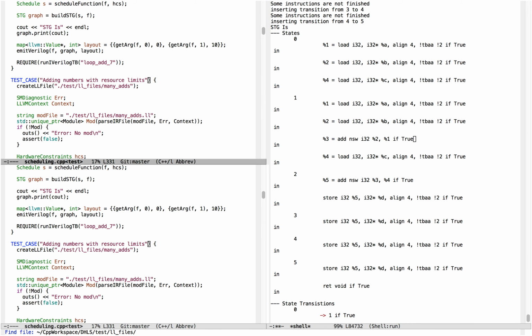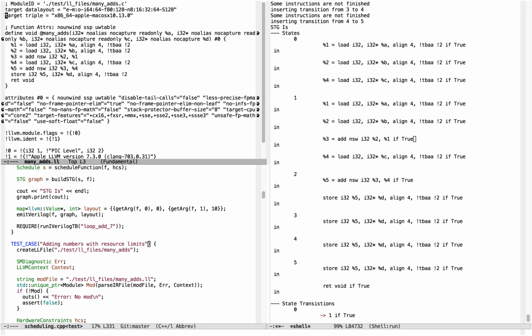of the program, so manyadds.ll. So here's the translation of the C program into LLVM. And basically, we load two of the values A and B, and then we add A and B, and then we load C, and we add C to the sum of A and B, and then we store that result back, and then we're done.